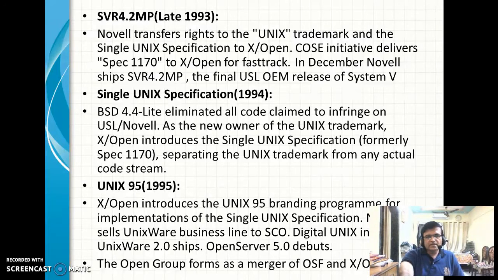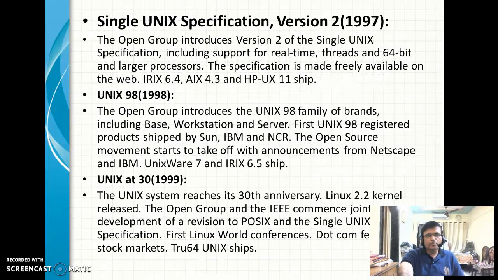The Open Group forms as a merger of OSF and X/Open. The Open Group introduces version 2 of the Single Unix Specification, including support for real-time, threads and 64-bit larger processors. The specification is made freely available on the web. IRIX 6.4, AIX 4.3 and HP-UX 11, most of the Unix used on the server side, which were called Single Unix Specification version 2, were released in 1997.